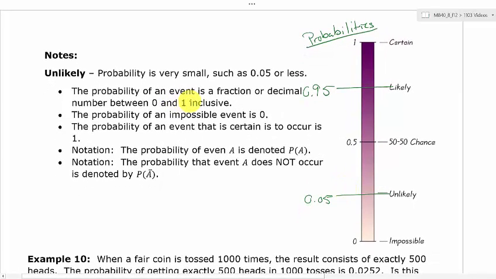So the probability of an event is a fraction or a decimal number between 0 and 1 inclusive. Inclusive means that it includes 0 and 1. The probability of an impossible event is 0, and the probability of an event that is certain to occur is 1. That was like the example about Thanksgiving Day. Thanksgiving is always on Thursdays in the U.S., so the probability that Thanksgiving would be on a Wednesday is 0. The probability that Thanksgiving would be on a Thursday is 1.